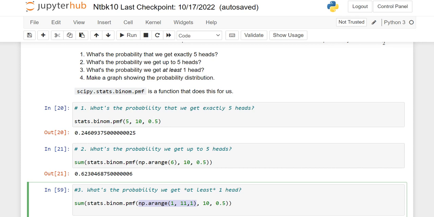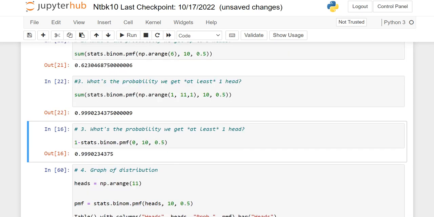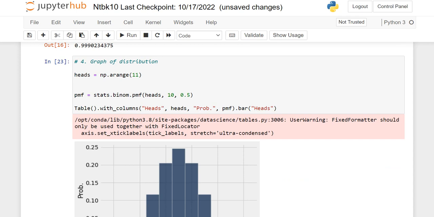All right, so the probability that we get at least 1 head, well, they're calculating the probability here. They're summing up all of the probabilities of 1 through 10. Okay. So this is the probability that we get at least 1 head. Right, so there must be like a 0.1% chance of getting no heads. All right. And then a graph of the distribution.